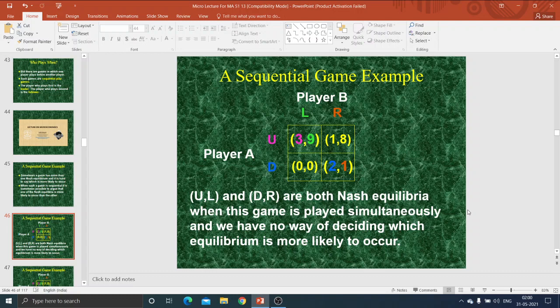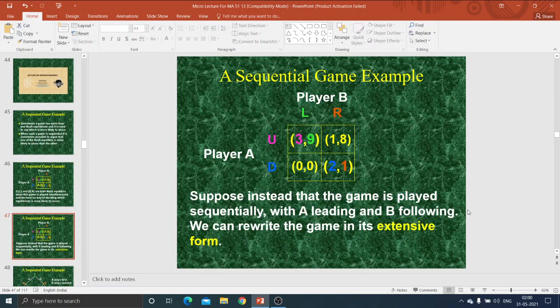So there is no definiteness about which one people opt for. But in the sequential game you can actually arrive at a conclusive result. That is the beauty of a sequential game. Suppose instead that the game is played sequentially, with A leading and B following. So A is the first mover and B is the follower in this case.